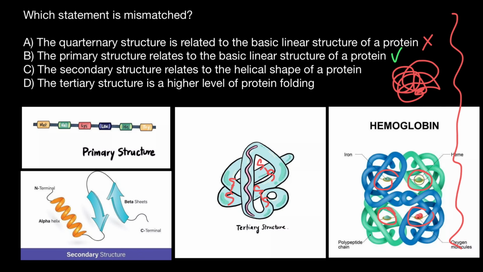Next statement: the secondary structure relates to the helical shape of the protein. And this is also a correct statement. And the last statement would be the tertiary structure is a higher level of the protein folding. And this is also a correct statement. So as you see, our choice is going to be answer A, which statement is mismatched. And this is the first statement.